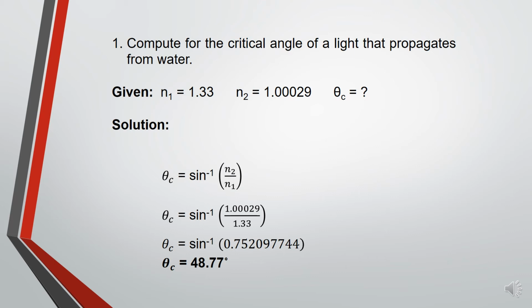Okay? So we're just going to divide n sub 2 over n sub 1, and then we get 0.75297744. And dito, sa part na to, kukuhanin nyo muna lahat ng values kung ano man yung naging sagot dun sa ating n sub 2 over n sub 1. Alright? And then, next, sa calculator ninyo, shift sine, and then, i-type nyo yung value natin na naging sagot kanina, 0.75297744. And then, we will get the value for the critical angle, which is equal to 48.77 degrees. Alright? So, don't forget to include the degree sign natin dyan, or yung symbol natin dyan ng degree. Okay? Kasi since angle yung ating critical angle yung ating hinahanap.